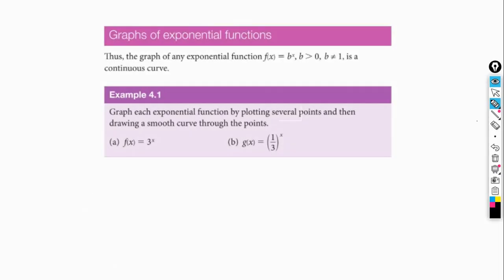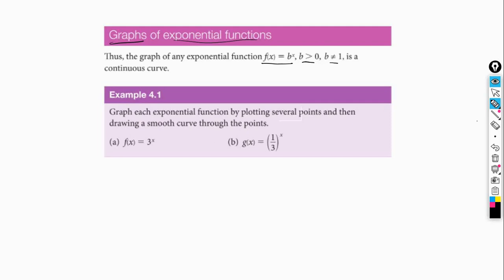So now let's talk about graphs of exponential functions. The graph of any exponential function, f of x equals b to the power of x, where b has to be a positive number and b cannot equal 1. Why? Because if b equals 1, it's just going to be a constant.